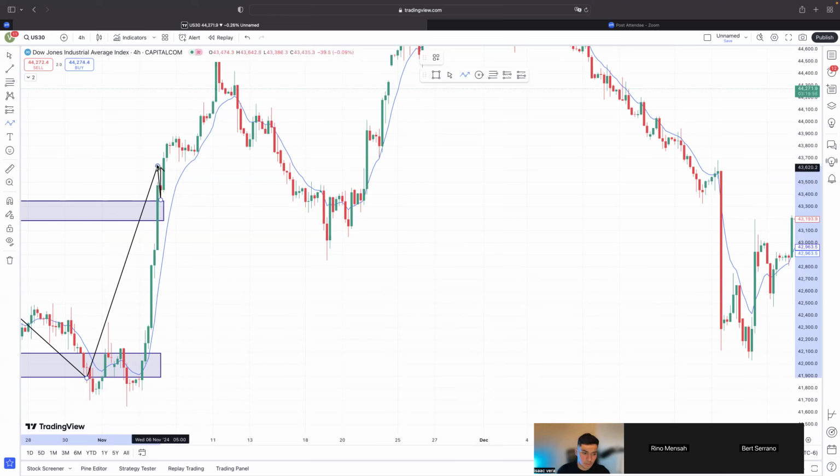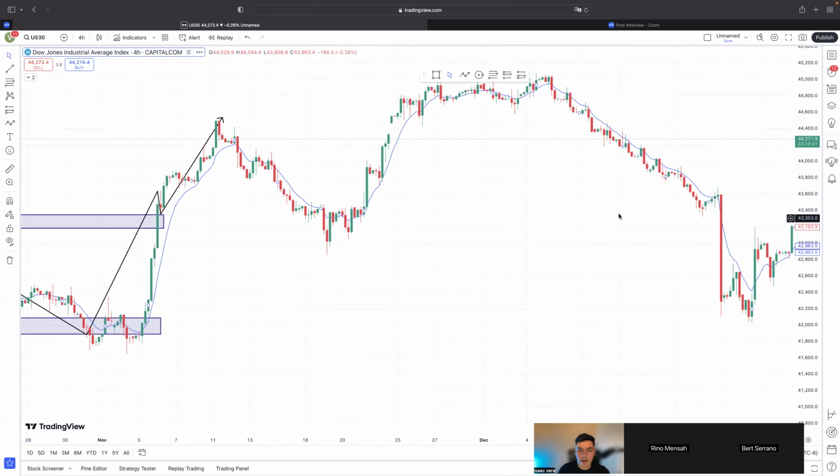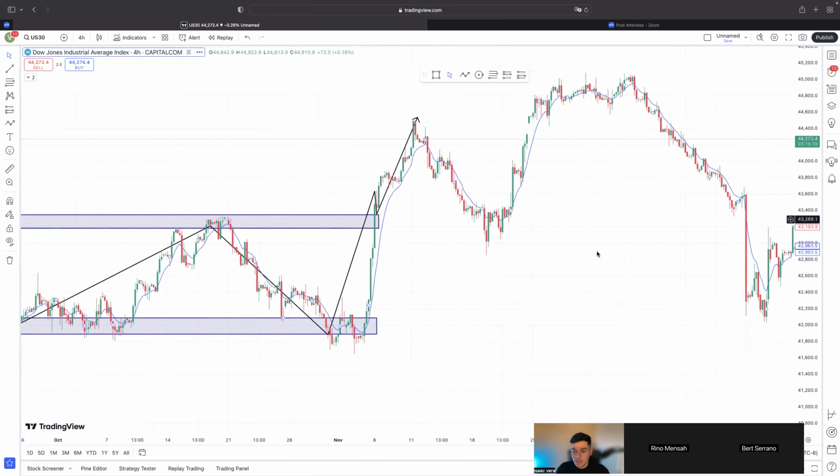Okay, so basically, when the market broke above resistance and came all the way back down to the price point of the resistance, it came back and retested. It went all the way back up, as you can see. Are you with me, Rhino?